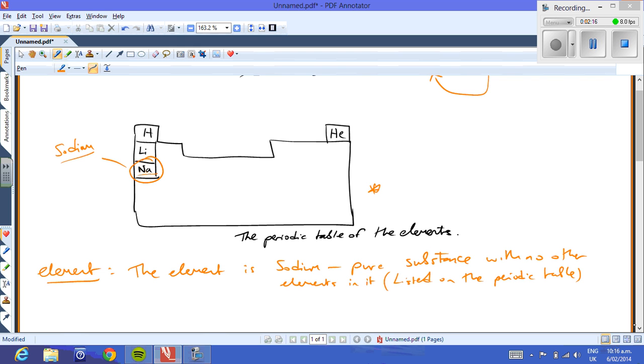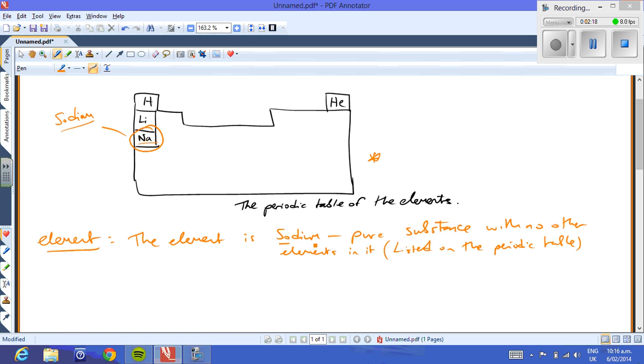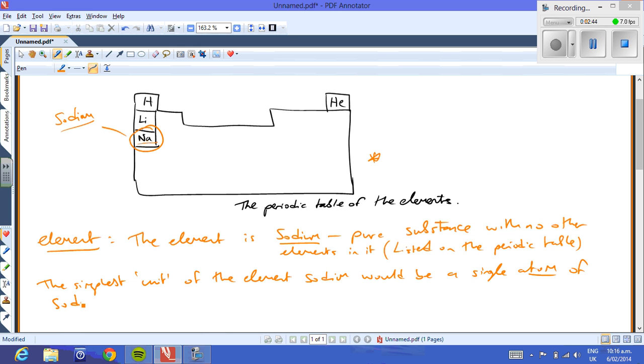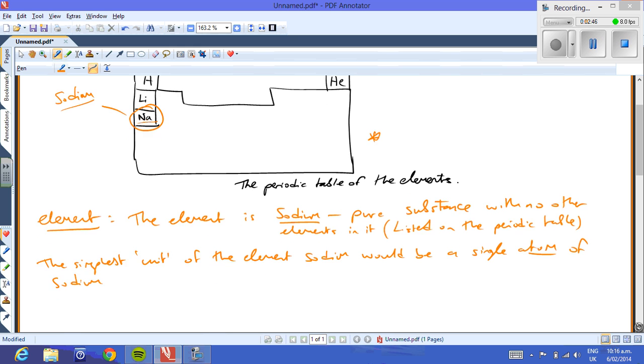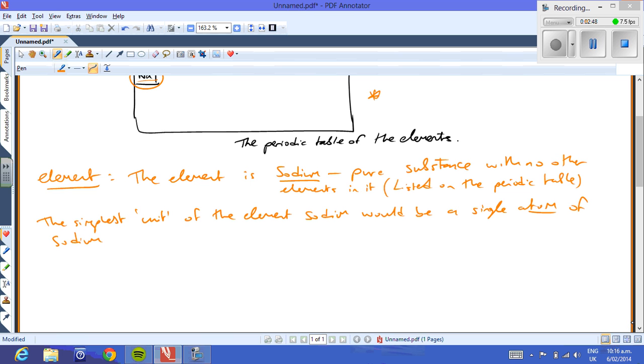The next thing then is, so we've identified that the element is sodium. That's just its name. Now the next thing is the simplest unit, I like to use the word unit, of the element sodium. So the simplest unit of the element sodium would be a single atom of sodium. So I like to define atom as the simplest unit of an element.